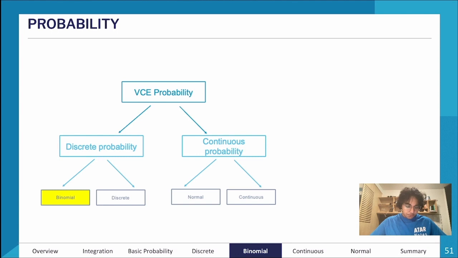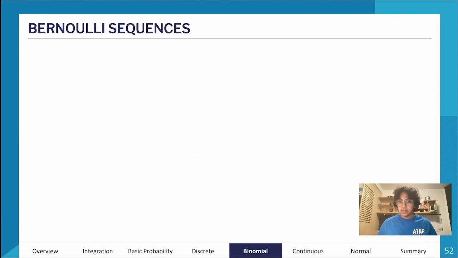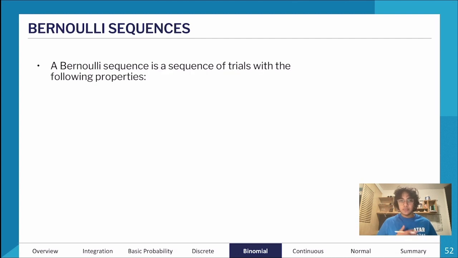Okay, so let's now talk about binomial distributions and Bernoulli sequences. What is a Bernoulli sequence, or what even is a binomial distribution? Bi meaning 2. A Bernoulli sequence follows this thing known as a binomial distribution, but I'll talk about that in a bit. Let's focus on Bernoulli sequences.